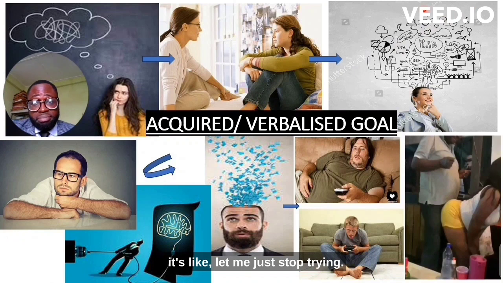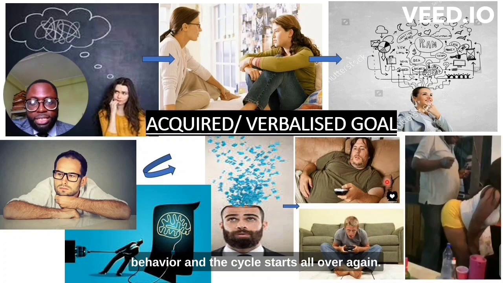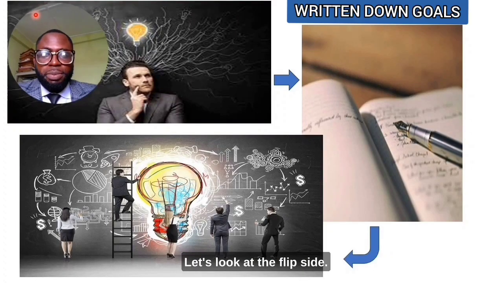And it's like, let me just stop trying. So the brain power is turned off. He abandons his goals. He now reverts back to his previous default addictive behavior, and the cycle starts all over again. Let's look at the flip side.